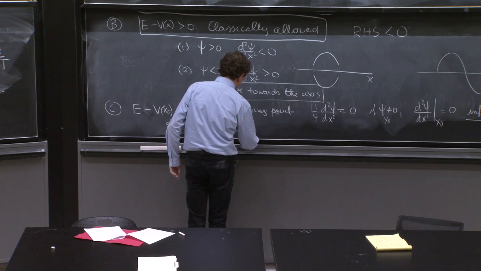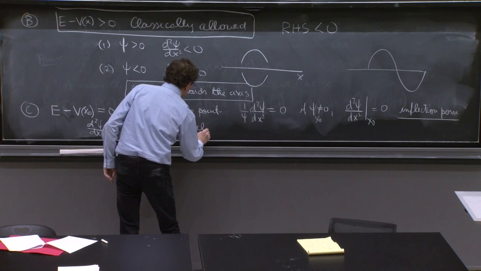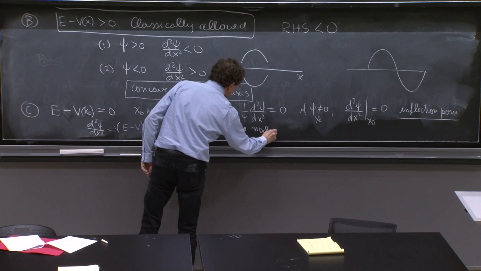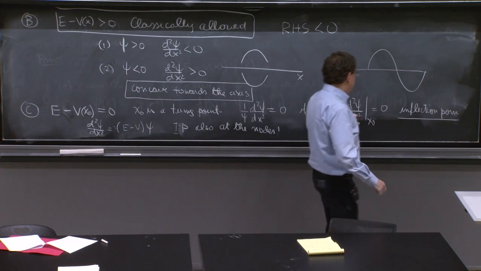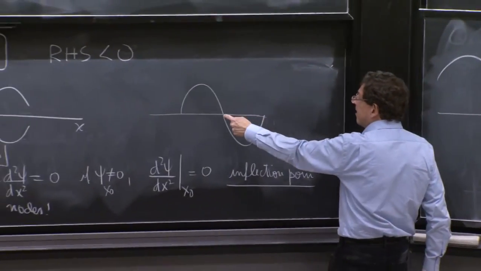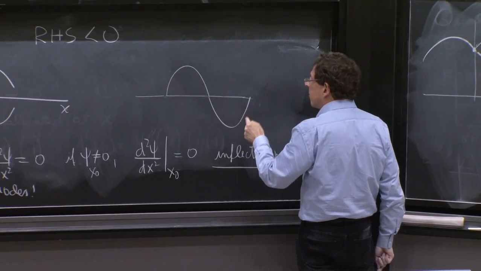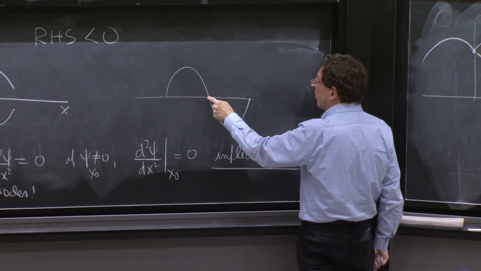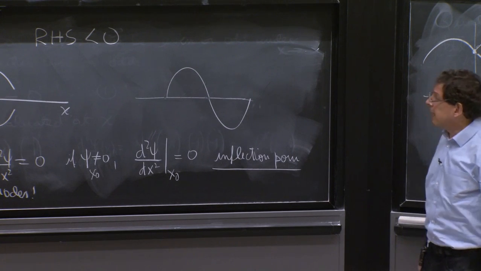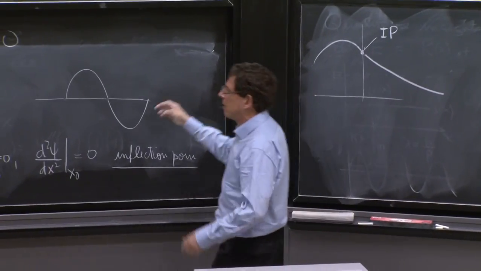So inflection points also at the nodes. A turning point is an inflection point where you have this situation. Look here, you have positive, negative second derivative, positive second derivative. The point where the wave function vanishes and joins them is an inflection point as well. It's not a turning point. Turning points are more interesting, but inflection points are more generic.